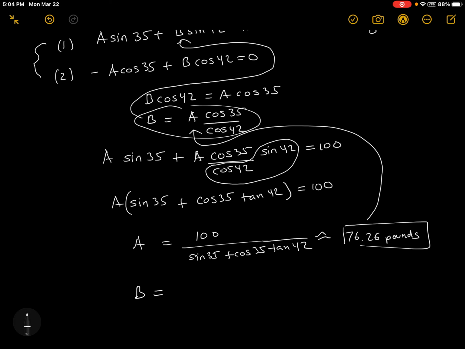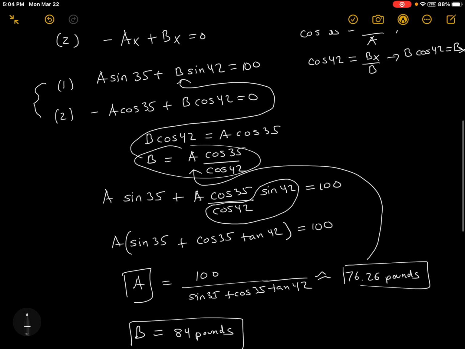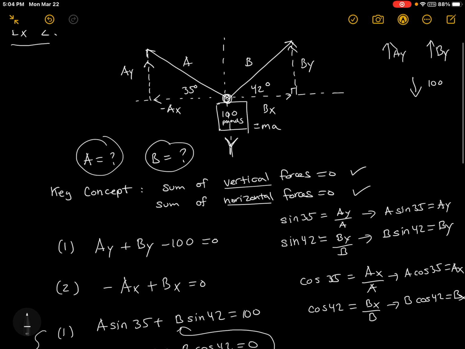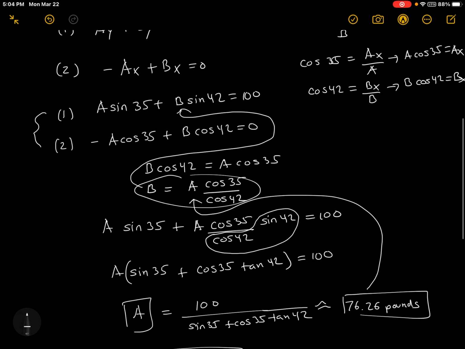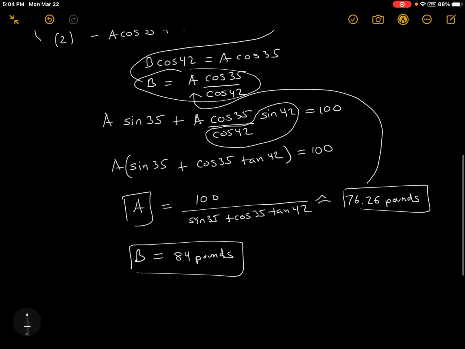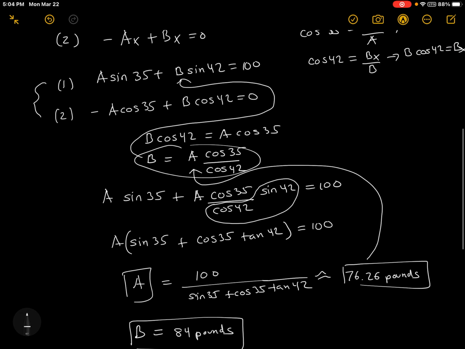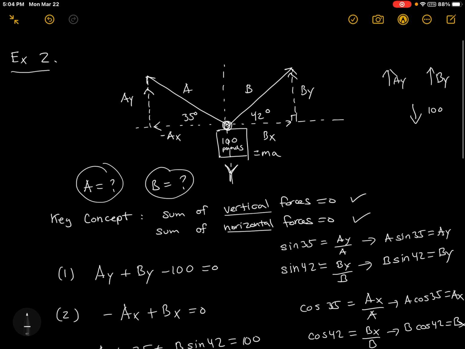Okay, so just really quickly, let's take a look at the concept. Notice the angle that's greater, 42 degrees. My B, the tension in rope number B, is 84 pounds. So you'll find this to be true. The greater the angle at which it makes with the horizontal, the greater the tension of a cable or a rope. And if you think about it, it makes sense, right?